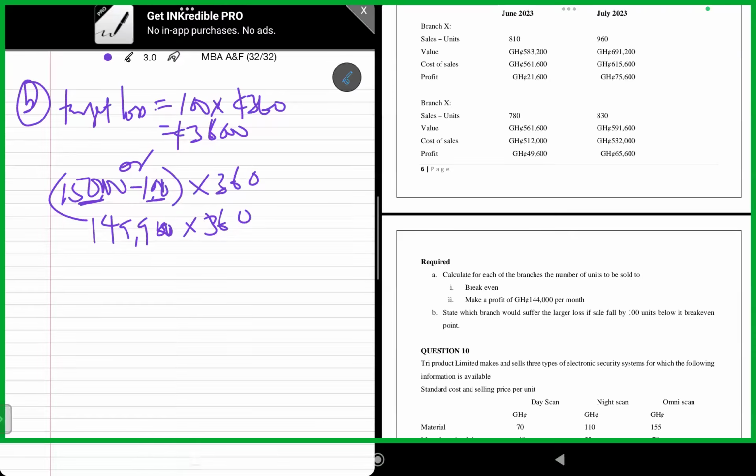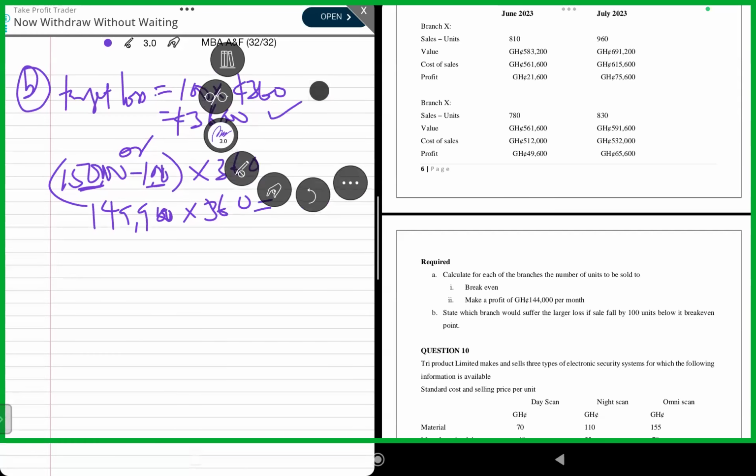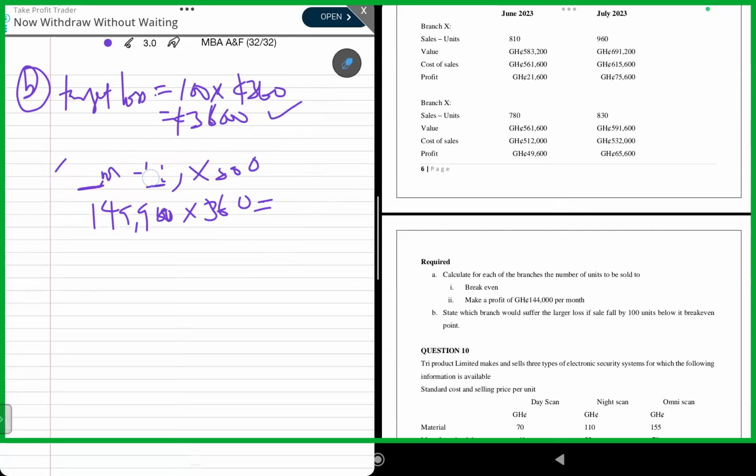Good. So when we multiply this, we obtain the total figure, and we can use the same method for branch Y, get its total figure, and find the difference. You should do branch Y by this simple method. For branch Y, you say target loss, then you multiply the 100 shortfall by the contribution per unit. Then you look at the bigger, the greater one.